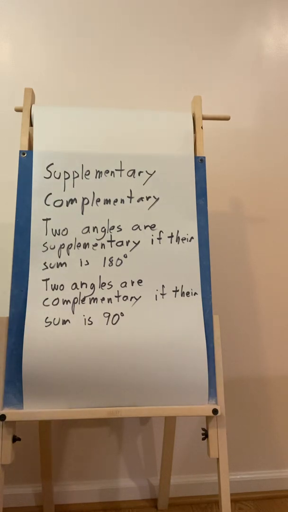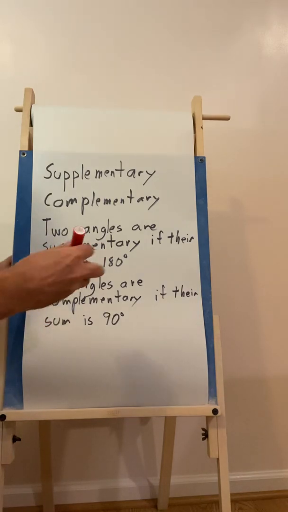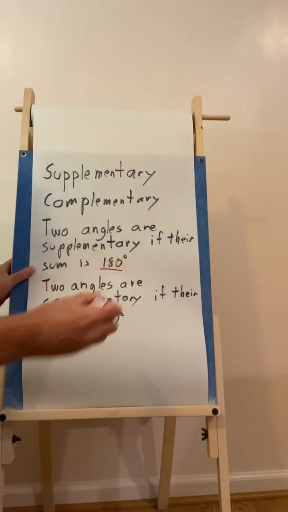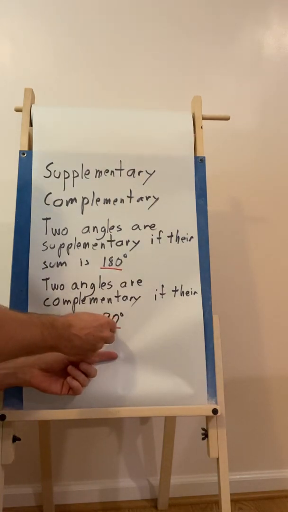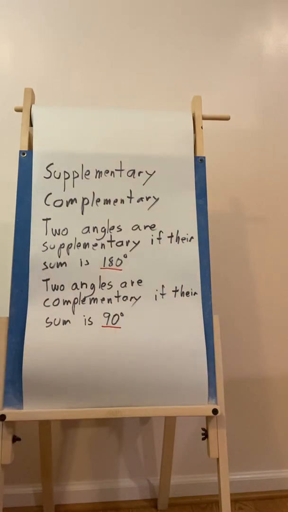Today we're going to learn about the two words complementary and supplementary, and we'll do a few problems involving them. Two angles are supplementary if their sum is 180. That's the definition of the word supplementary. The sum is going to be 180. Two angles are complementary if their sum is 90. That's the definition of complementary. So we have to memorize those two words.